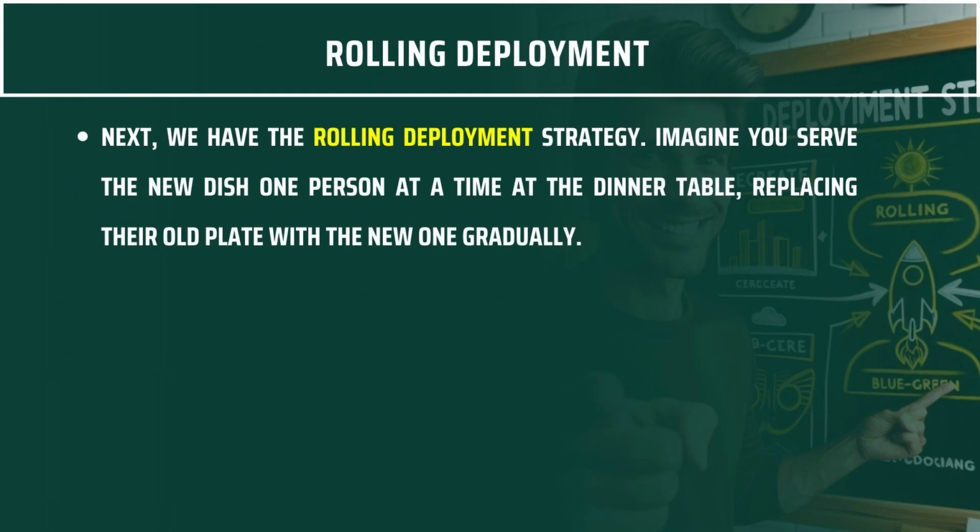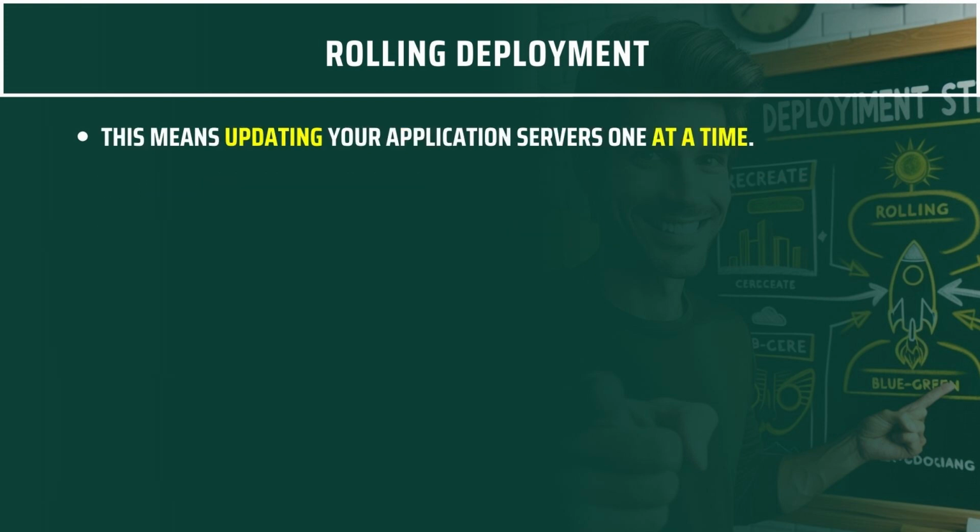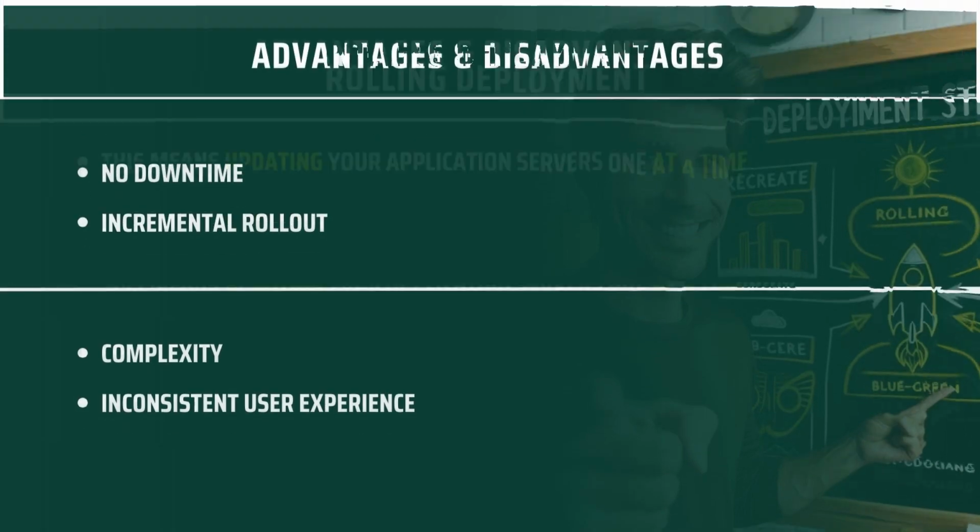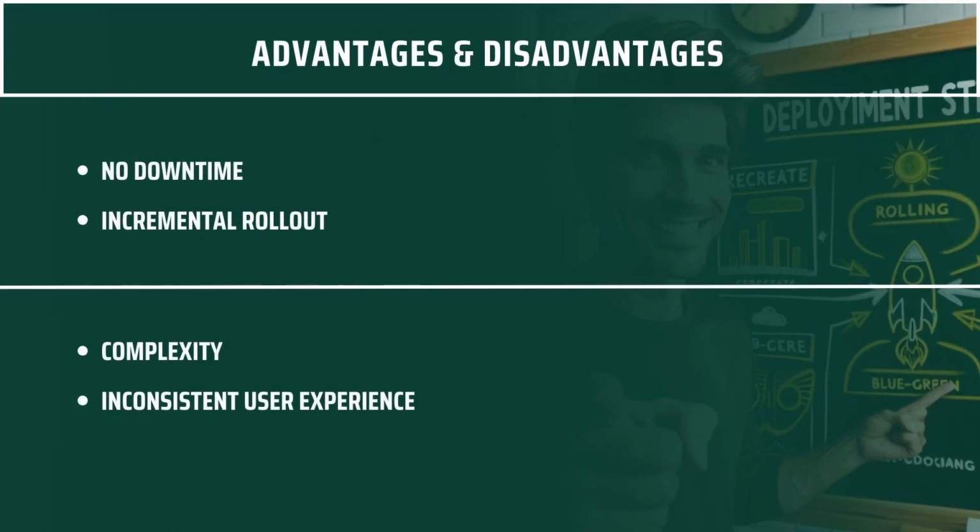Next we have the rolling deployment strategy, where imagine you serve the new dish one person at a time at the dinner table, replacing their older plate with the newer one gradually. Similarly, in the deployment strategy terminology, this means updating your application servers one at a time. Here are the advantages and disadvantages of this deployment strategy.